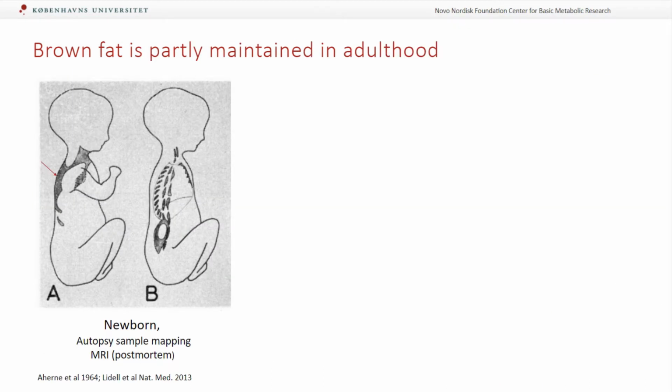So we have much more brown fat as babies. When we're newborn, we have some brown fat in the back, where the red arrow points. This depot corresponds to the depot that we usually analyze in mouse models, which is the interscapular brown fat. As we grow, this depot is lost. So in an adult human, we still have some brown fat, but we don't have the interscapular brown fat.